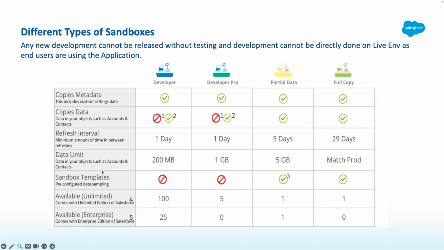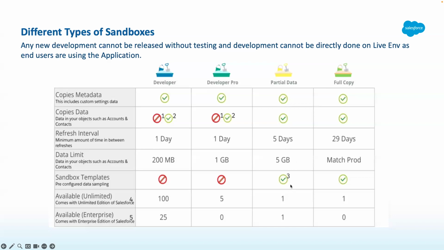Since the data limit in this is less, it allows a 5 day refresh interval, because there is not much data that I need to copy from the production environment. Metadata never takes too much time. It's always the data that takes a lot of time. And that is why, as you go downwards, your refresh interval keeps increasing.